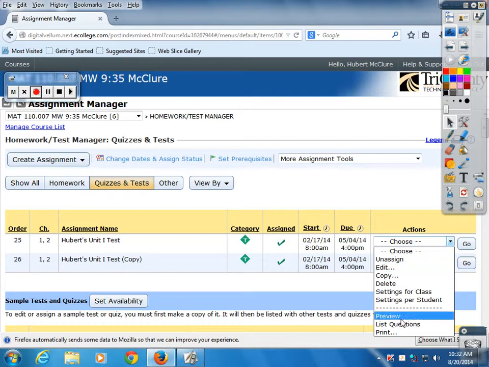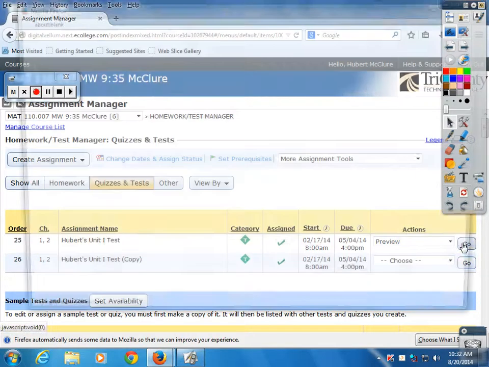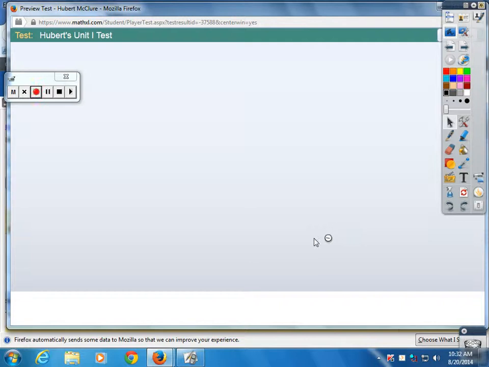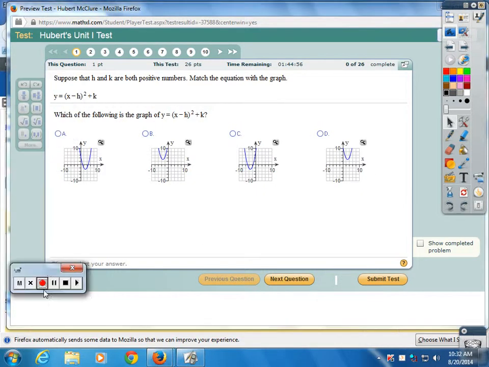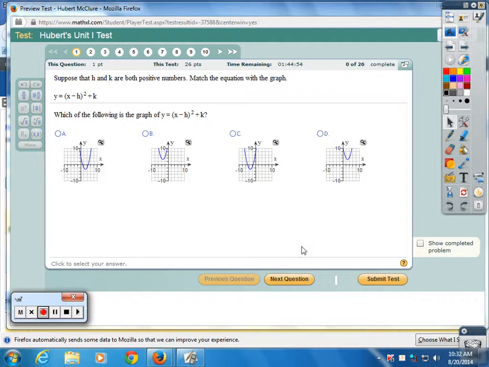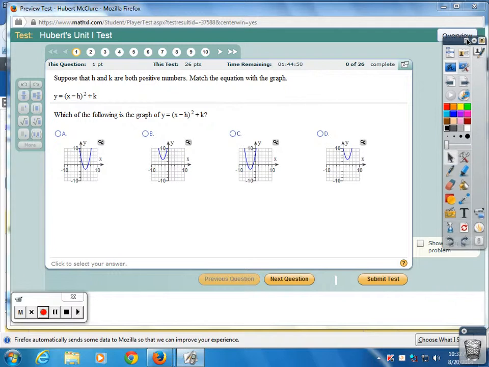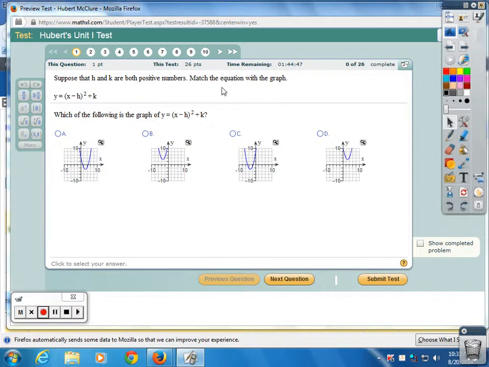Okay, here's one, preview. There's what the test looks like. You know the difference between it and the homework. What's missing? The supplements. That's what's missing. You answer it the same way.